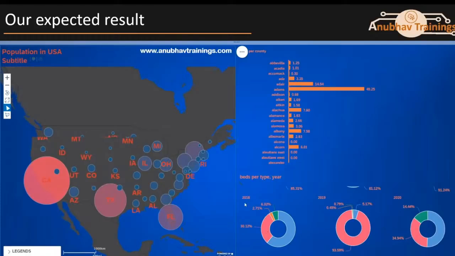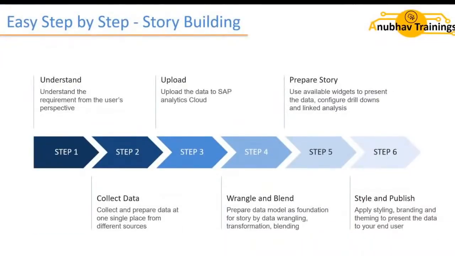Those breakups are coming per year. You see 2018, 19, and 20, how the hospital is adding up the beds with respect to the particular county. So this is going to be our expected result we will be working on. So since now you understood the requirement, let's understand the easy steps to follow through and complete this requirement.